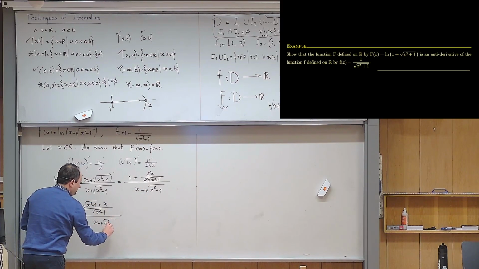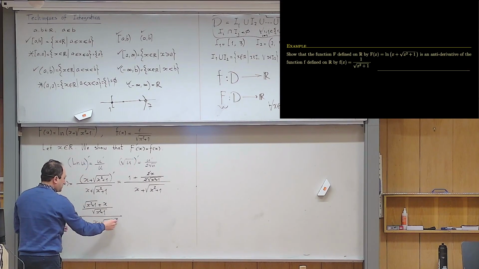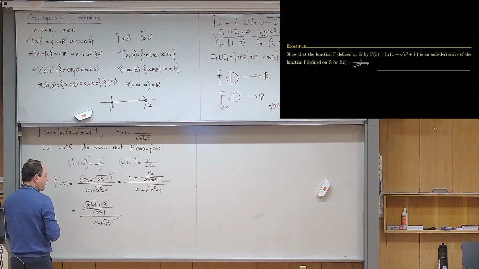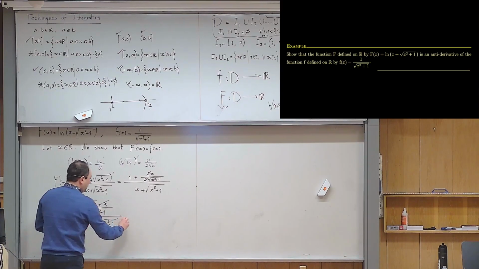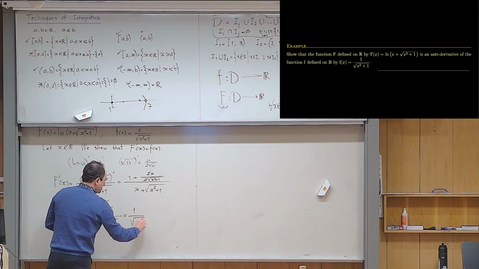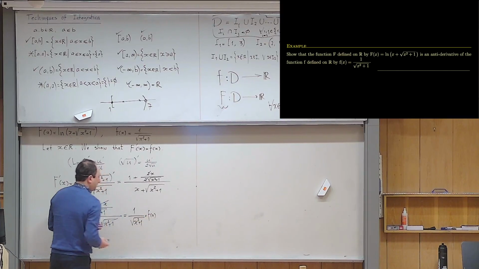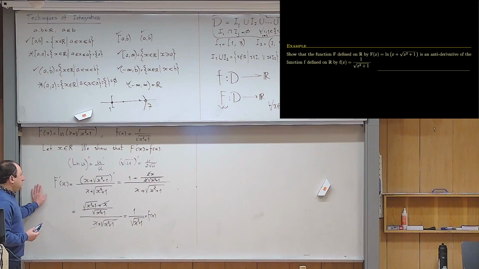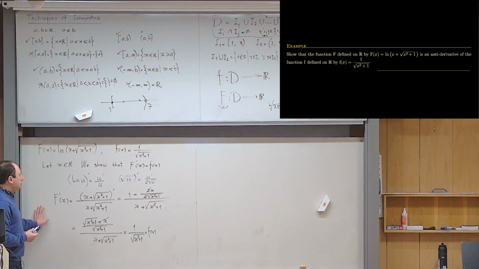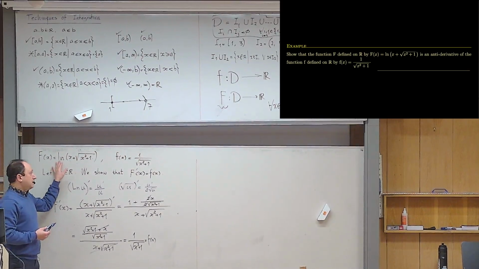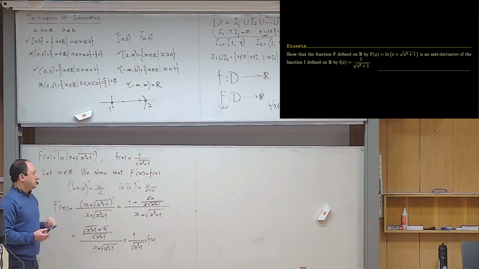And then you immediately realize what is going on, because this one is exactly what is happening in the numerator. They cancel. What is left for me is this expression, and this expression is exactly f of x. Okay, so I was able to show that this is an antiderivative of that function.